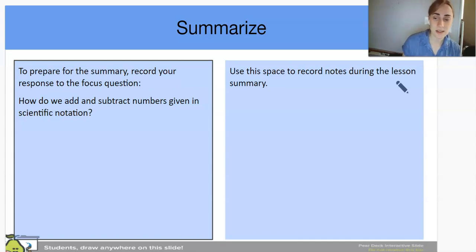So today, to summarize, you're going to record your response to the focus question, how do we add and subtract numbers given in scientific notation? You can use the space on the right to record any notes that you want to remember from this lesson. I hope you enjoyed doing the routine Bleep with me, where we practiced looking at problems while ignoring the quantities to make sure we deeply understand them before we come up with a strategy.